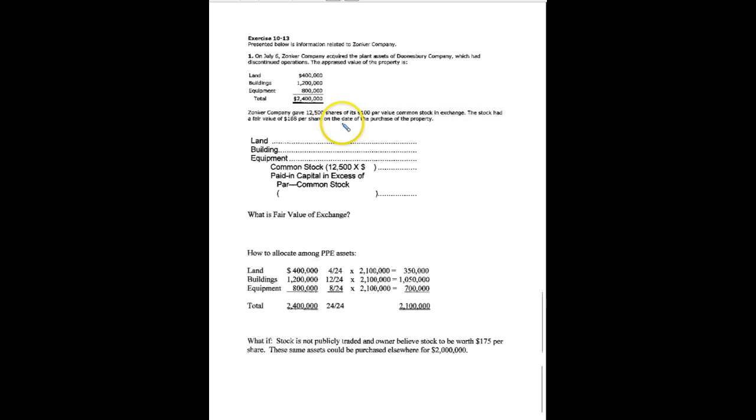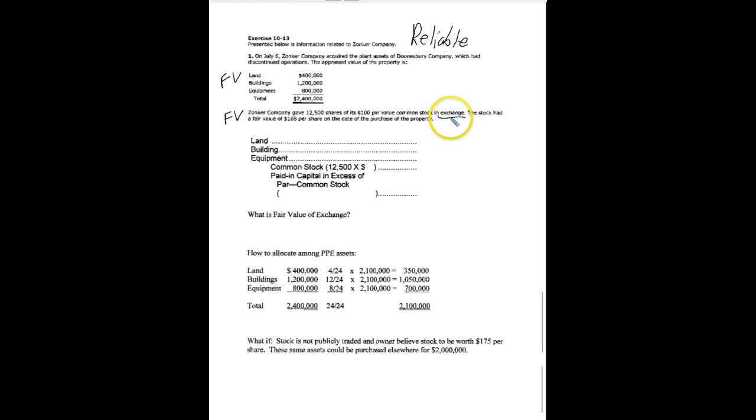And the stock had a fair value of $168 per share. Okay, so we have a fair value here for the stock, and we have a fair value over here for these assets because this is their appraisal value. Keep in mind we have to determine which fair value is more reliable. What's more reliably determined? Here's the key thing.